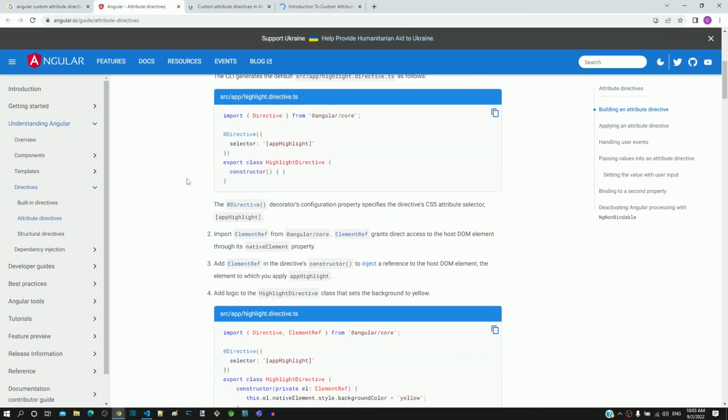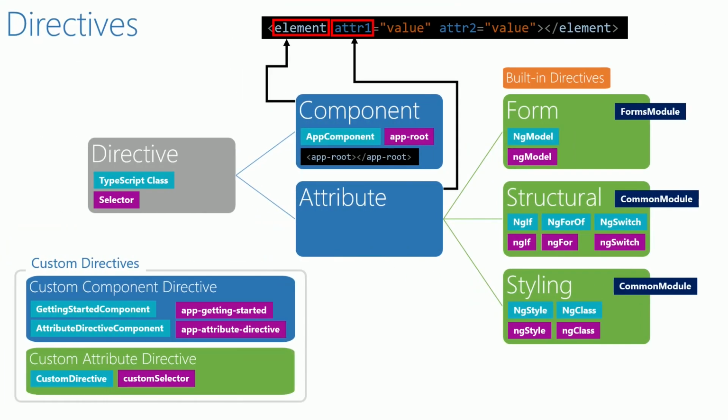Hope this series of videos on directives helped you understand what directives are, how they can be applied, and how they play an important role in Angular architecture. With this, we are concluding our learning on directives. From the next video onwards, we will start learning about routing.